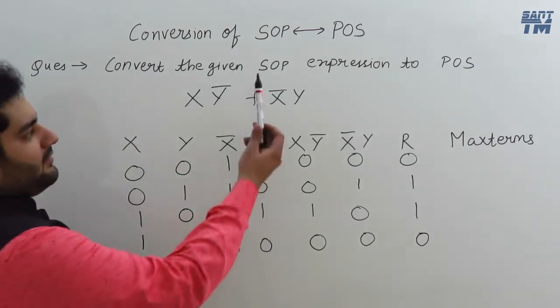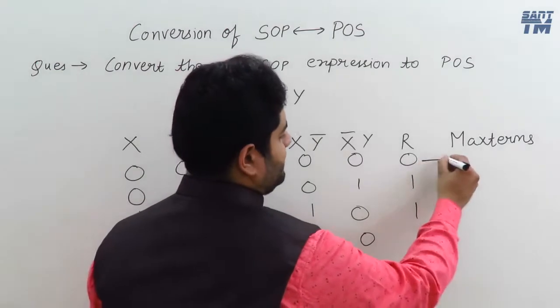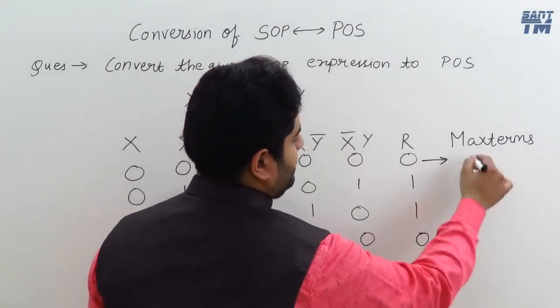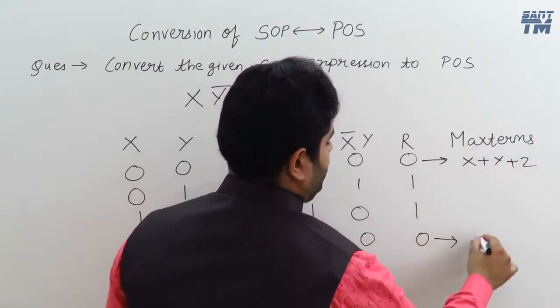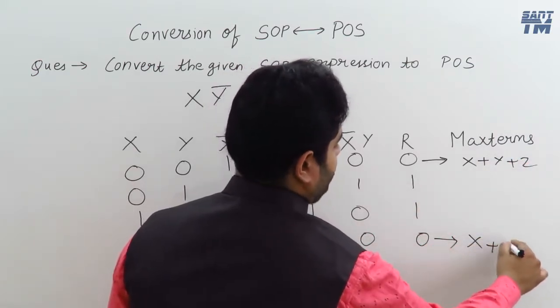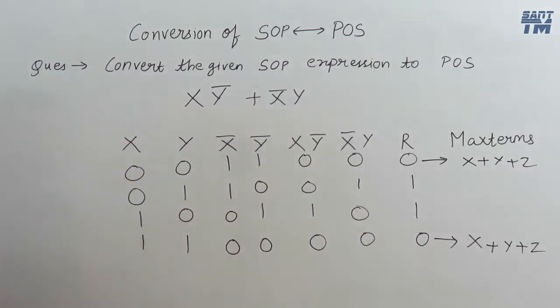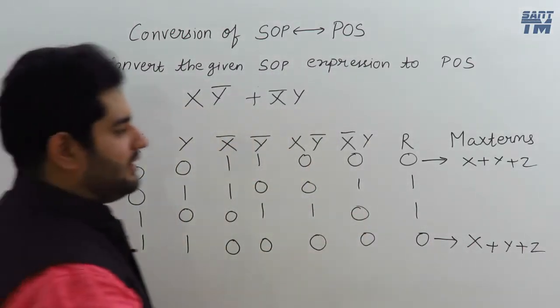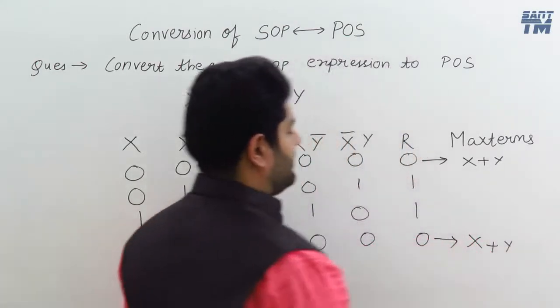Now as we have to convert SOP to POS, in case of POS we select the rows with 0 as output and write the max terms as this. We will write the max terms in case of POS, and we will put a bar wherever the literal is 1. There is no z here, so remove z. There are only 2 input symbols, x and y.